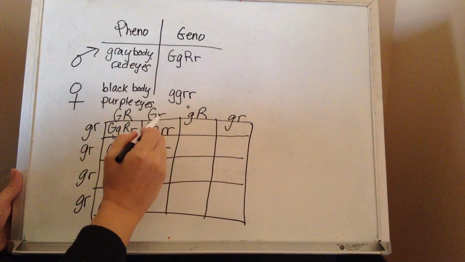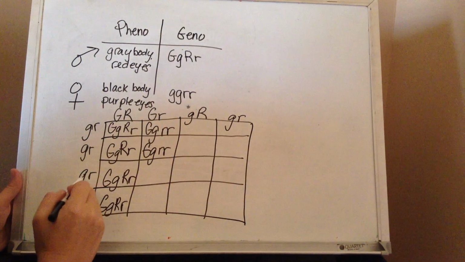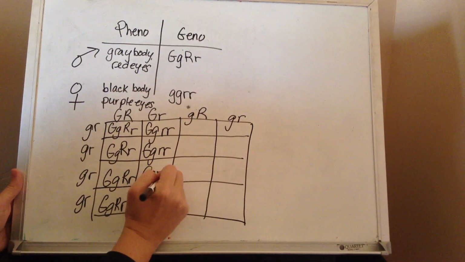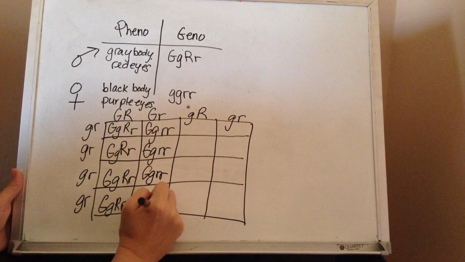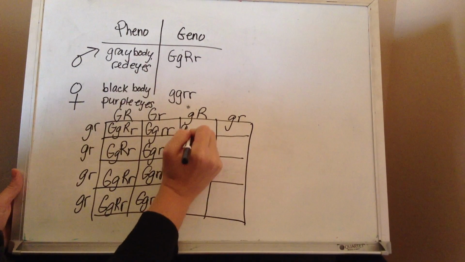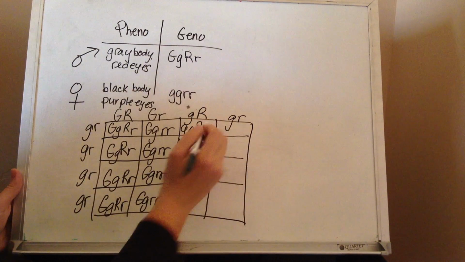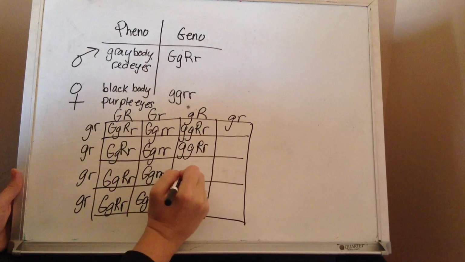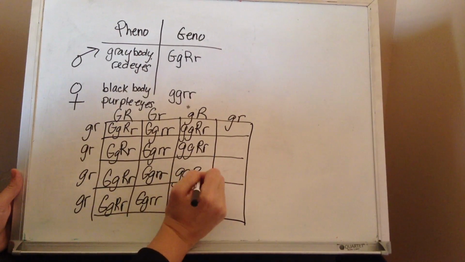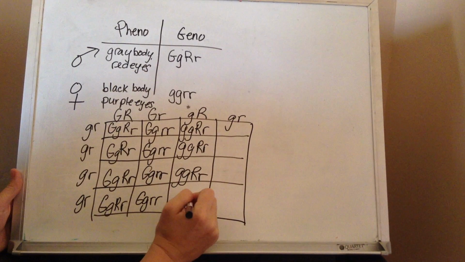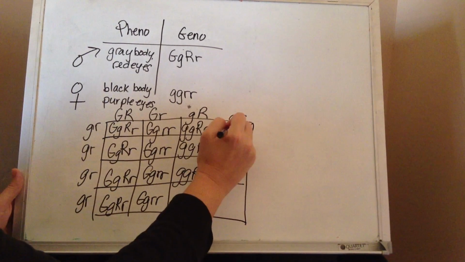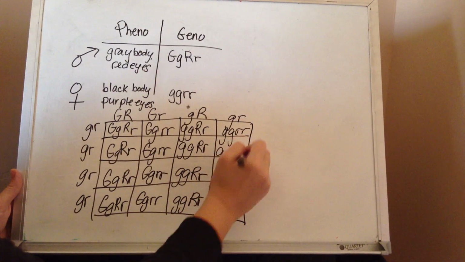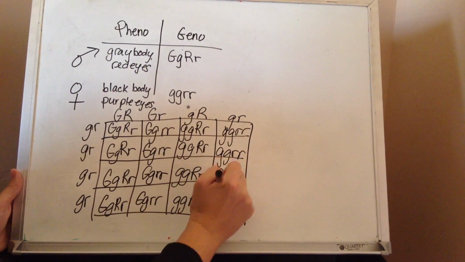What you see is that you're crossing each box on the top with each box on the side. And once you have done each of these squares and you've crossed all of the alleles, we will be able to determine what the phenotypic and genotypic ratios would be. Now for this square, what we find is a 1:1:1:1 ratio.